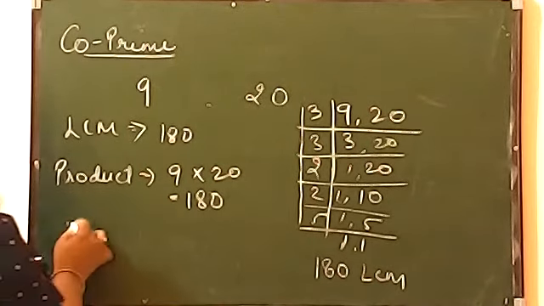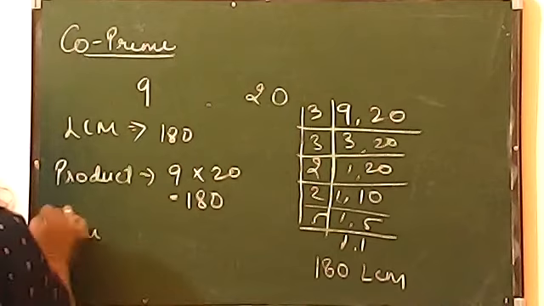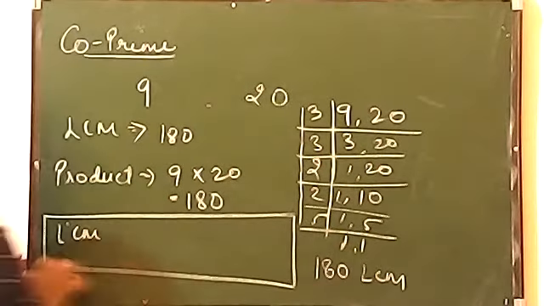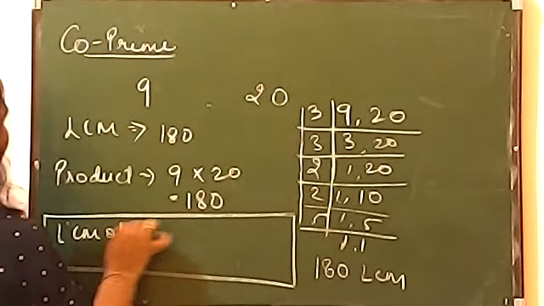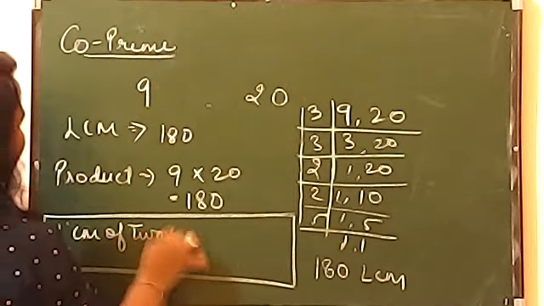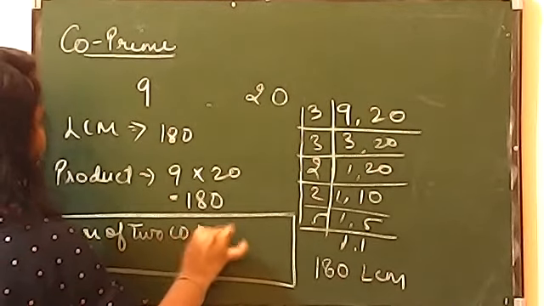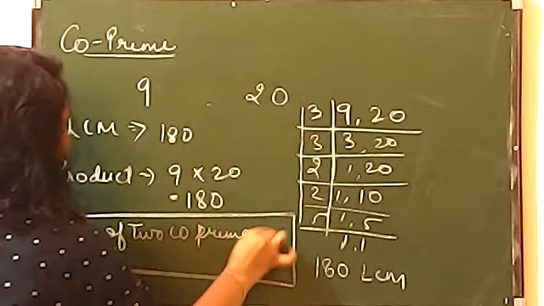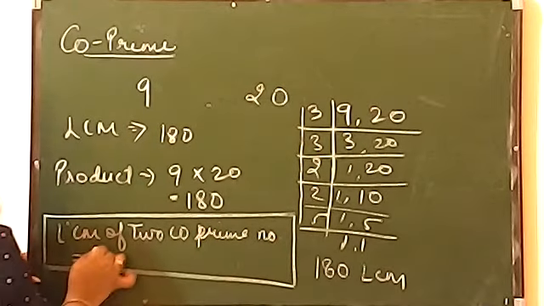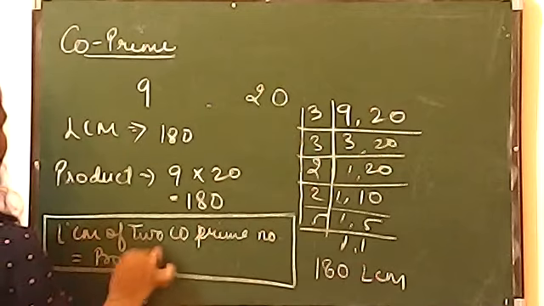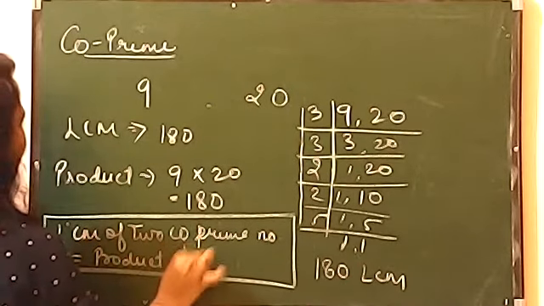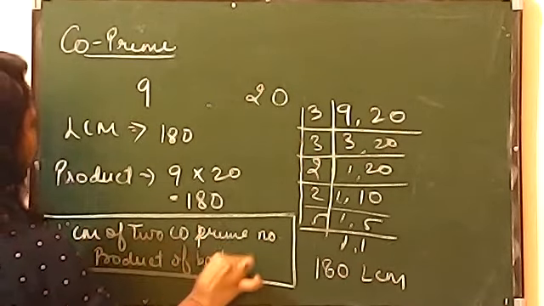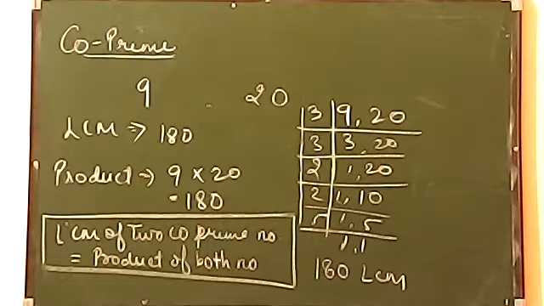So I am writing it down here. All of you write down this line in your fair copy. LCM of two co-prime numbers is equal to the product of both numbers.